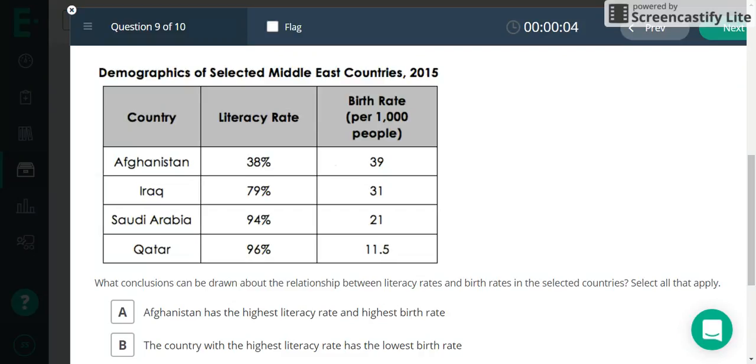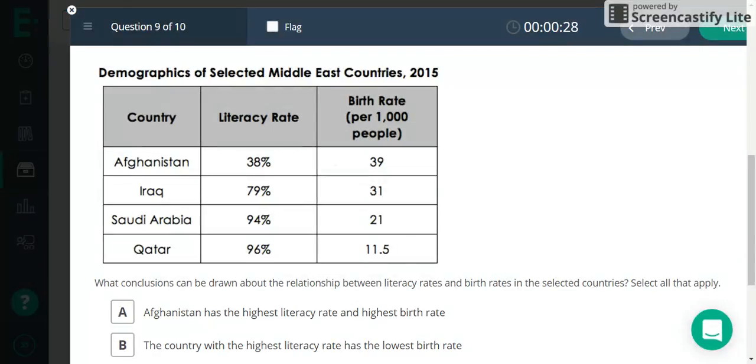Here's a graph table that shows us literacy rate. We're going back to that reading ability, or the percentage of people in that country that can read. And then we also have birth rate. So here, what they're doing is they're comparing Middle Eastern countries with the percentage of the people that can read and the amount of births that take place.